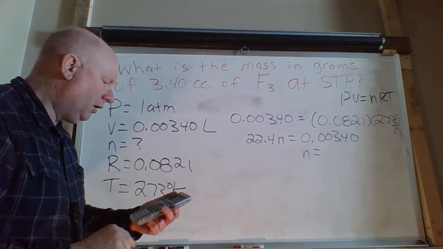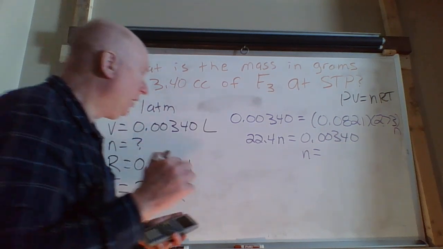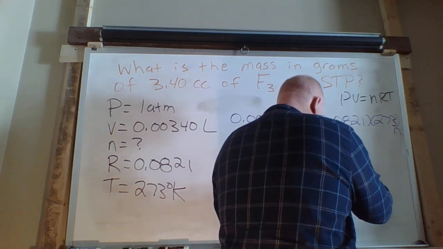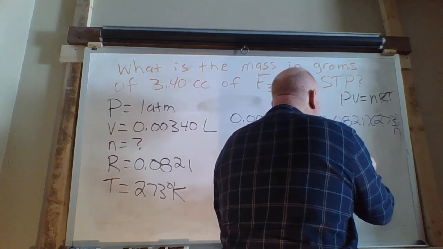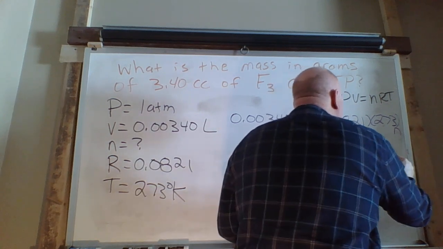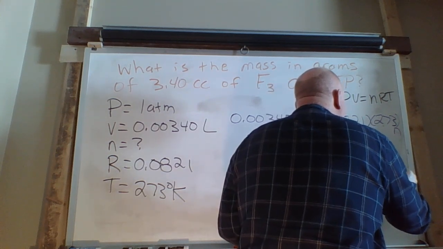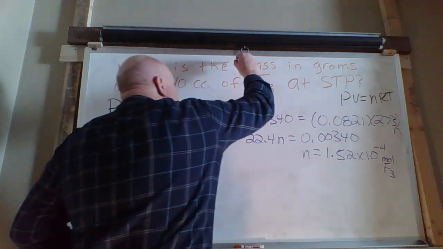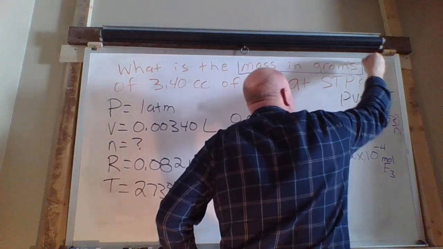Okay, and of course that's going to give you a really, really small number. In other words, 1.52 times 10 to the negative fourth, and that is moles of F3. Okay, but notice this is asking for a mass in grams.